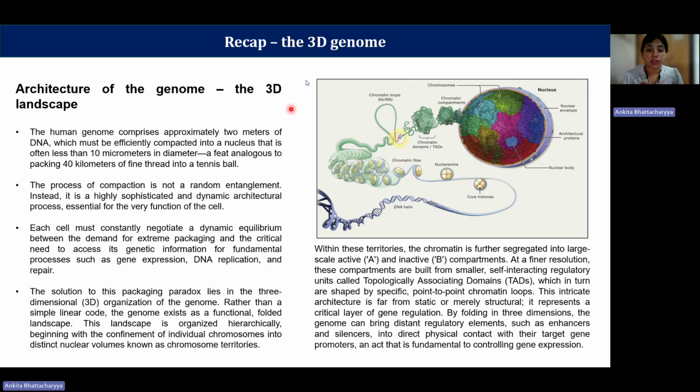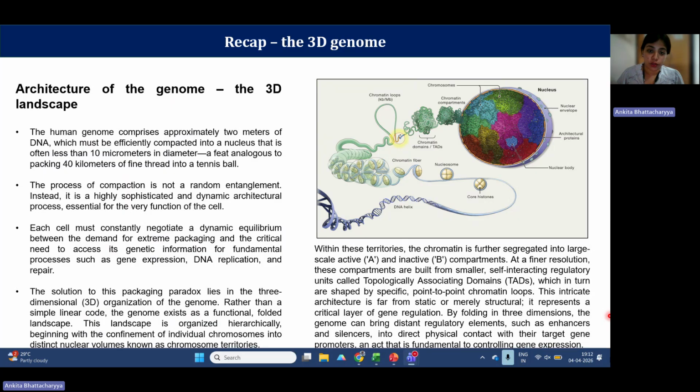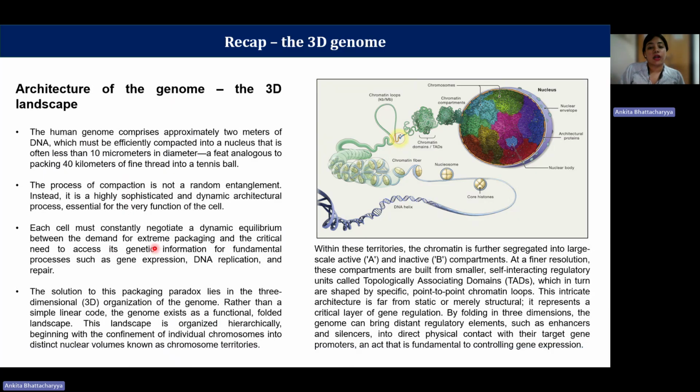If you consider the entire human genome, it comprises approximately 2 meters of DNA, which is compacted into such limited and constrained space. This is almost considered analogous to packing 40 kilometers of thread into a tiny tennis ball. This process is not random, it is a sophisticated, architecturally controlled process, which is essential for the cell's function. Each cell must constantly negotiate a dynamic equilibrium between this packaging and the need to access the genetic information, which is necessary for fundamental processes like gene expression, DNA replication, repair, etc.